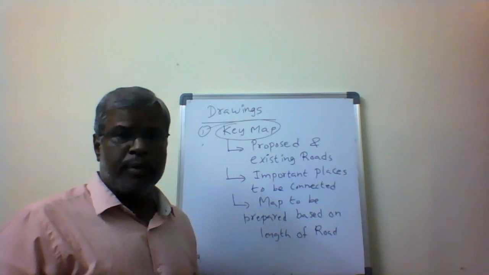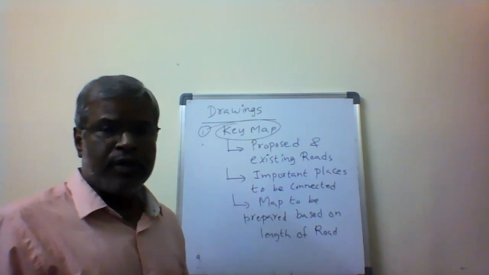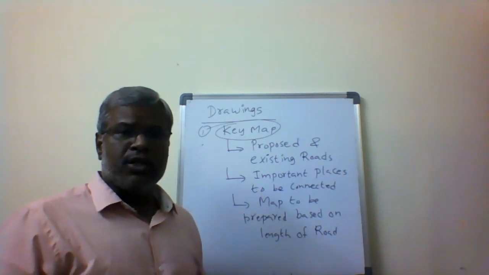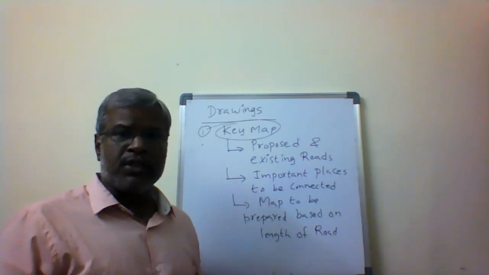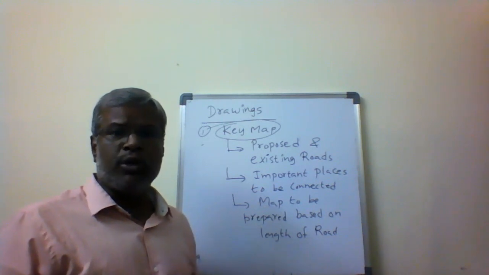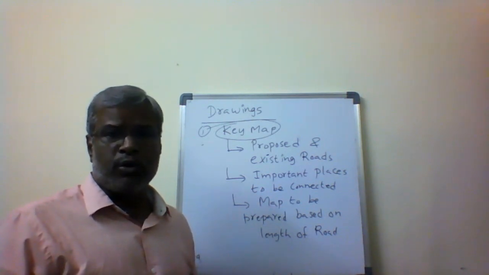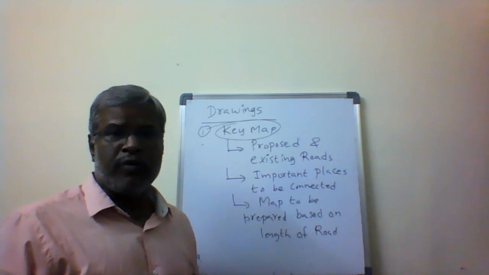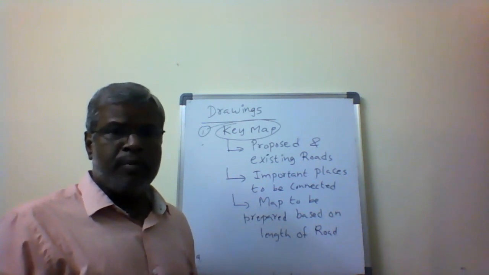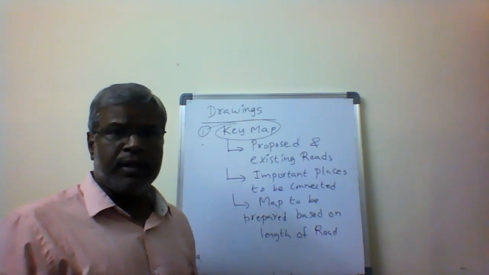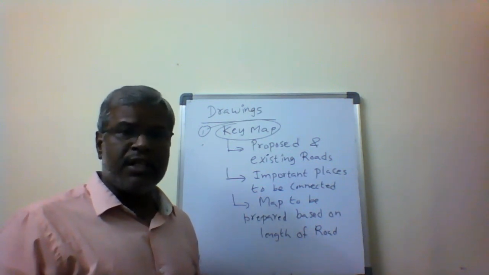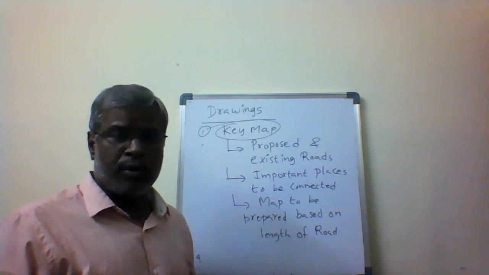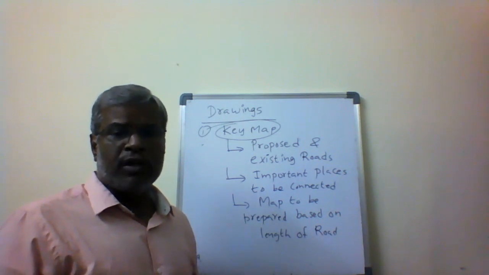The key map is going to be prepared. Key map is very important. So what is the proposed road, the existing road, and what are the important places to be connected, all that is going to be shown in the key map of a proposed road project or proposed highway project. That's why it is called a key map. Key map is the very important document, the first document required to understand and study the project, and the further progress of the work is going to depend upon the key map.